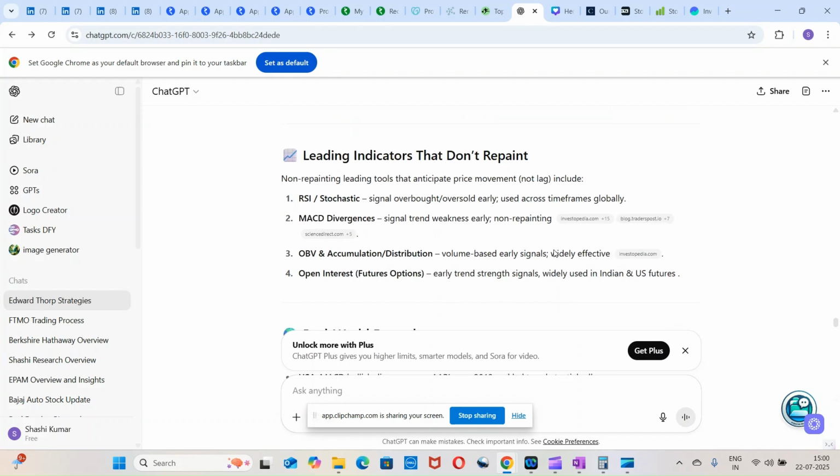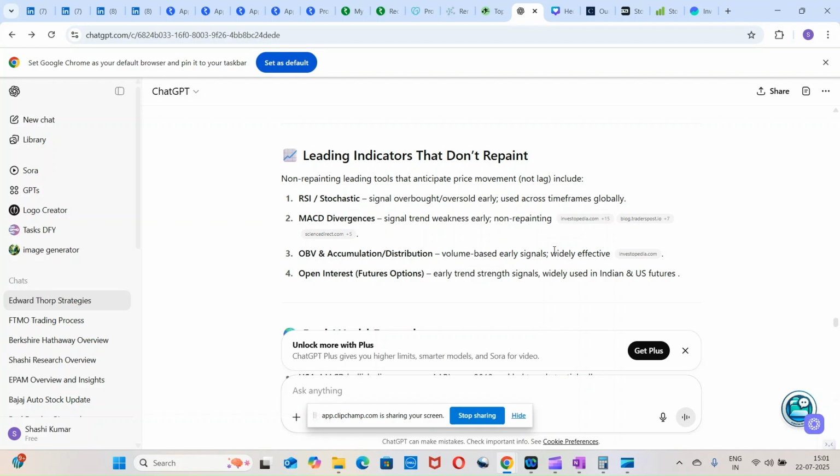So leading indicators that don't repaint. We have lagging indicators and leading indicators. Some of the leading indicators that don't repaint and anticipate price movement beforehand are RSI, RSI divergence, or stochastic. These indicators give you an early signal that this is an overbought or oversold area. Even divergences of RSI can be used to predict price movement early. MACD divergences will signal trend weaknesses early. There's no repainting in RSI, stochastic, as well as MACD divergences.